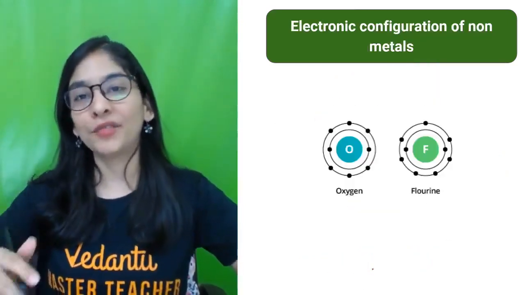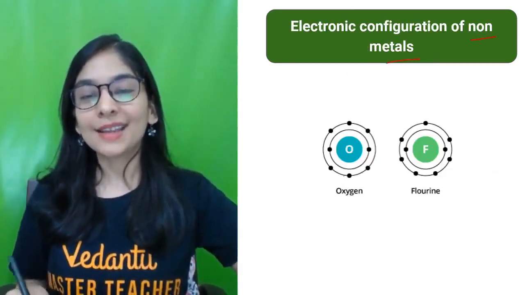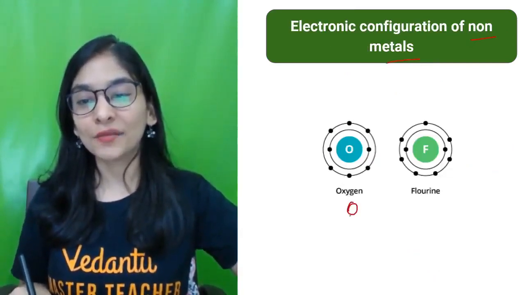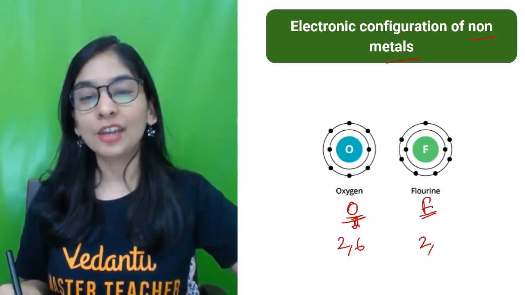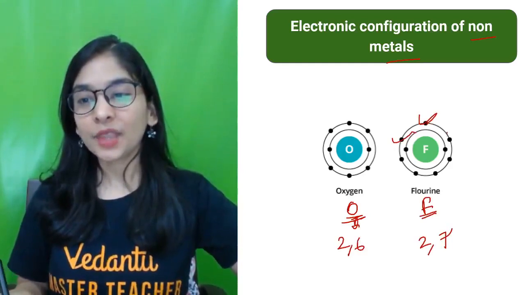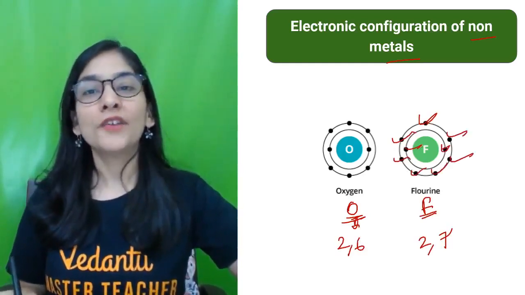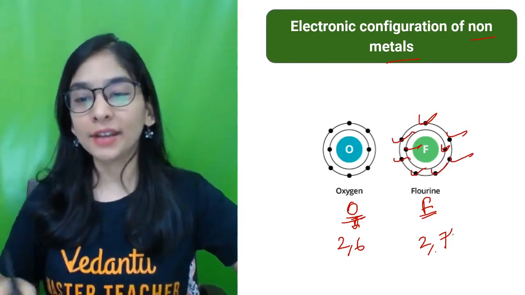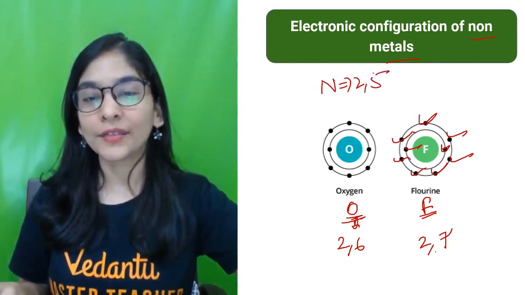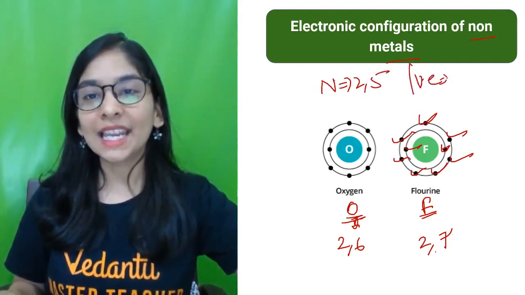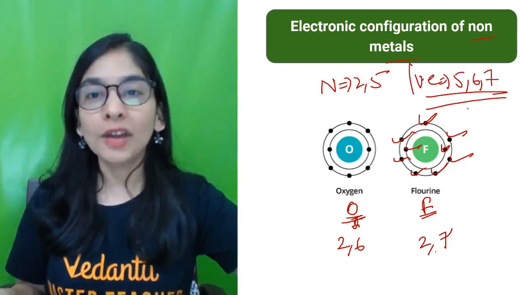Now you know about the configuration of metals. We should know about non-metals too, right? These are some examples. Oxygen's configuration is 2, 6. Fluorine is 2, 7. See, 1, 2, 3, 4, 5, 6, 7, and this is 1, 2. First shell has 2 electrons, next 7. And one more example, nitrogen 2, 5. So whenever the valence electrons are 5, 6, 7, these are definitely non-metals.